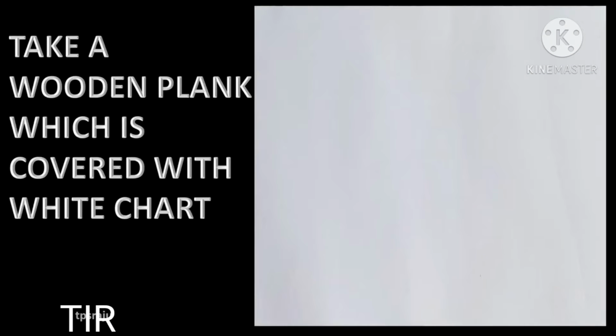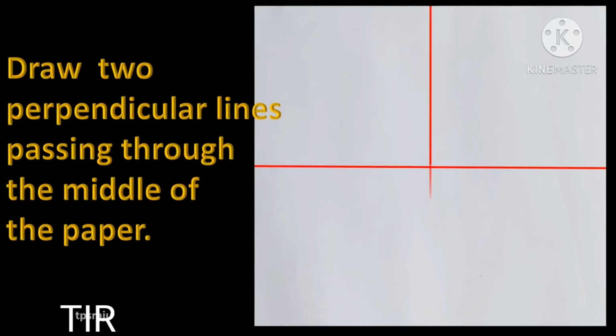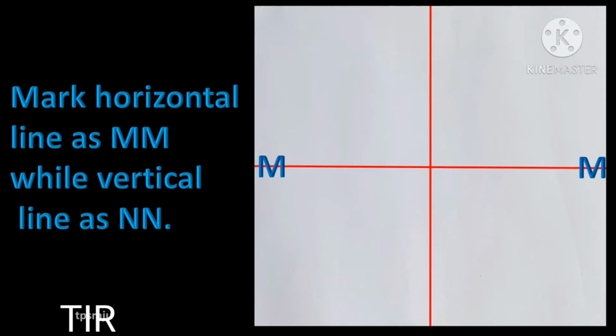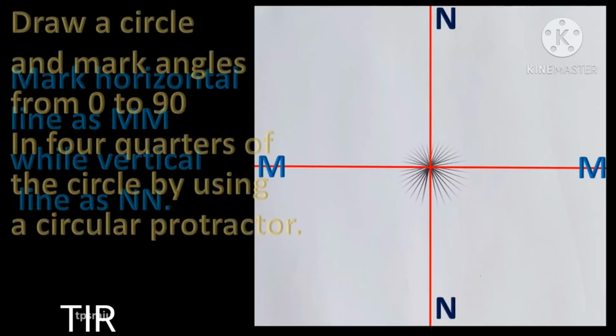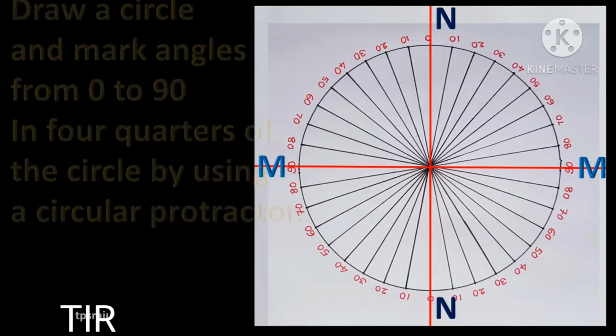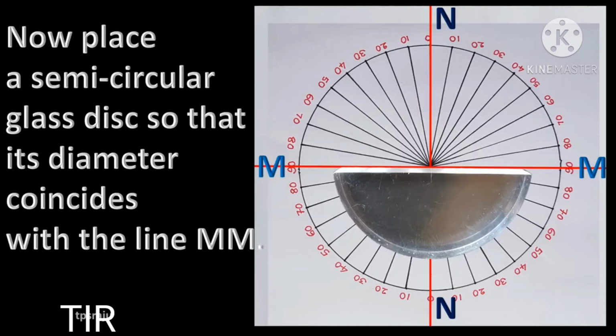Take a wooden plank which is covered with white chart. Draw two perpendicular lines passing through the middle of the paper. Mark horizontal line as mm while vertical line as nn. Draw a circle and mark angles from 0 degrees to 90 degrees in 4 quarters of the circle by using a circular protractor. Now place a semicircular glass disc so that its diameter coincides with the line mm.